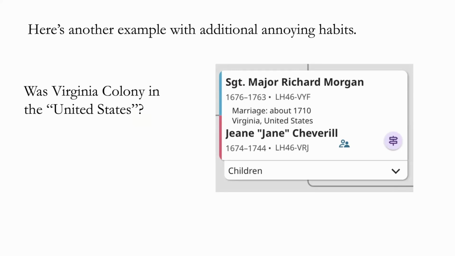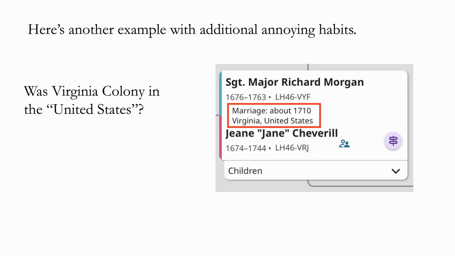Here's another example. This is the same problem, a related level of annoying. It's not enough to get into a new number, but it's very interesting here. This presentation is being done on the Sunday before the 4th of July. If you think about the 4th of July, it's called Independence Day. And if you go a little further, you might know that it's associated with something called 1776. So why is the United States being used as a place in 1710?